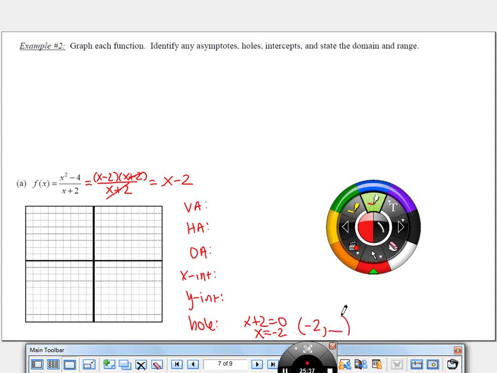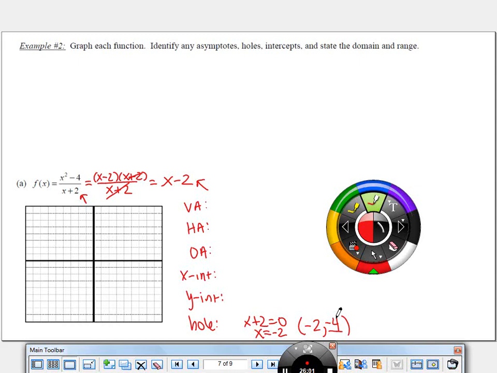And the reason is that if we plug negative 2 into this original function, you get 0 over 0, which is undefined. But notice that if you plug negative 2 into the new version of the function, you would just get negative 4. So in the new function, it has a point at negative 2, negative 4. But in the old function, it would be undefined. Okay? So our hole is going to be at that negative 2, negative 4 point.